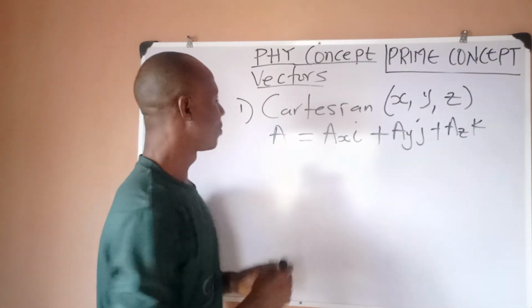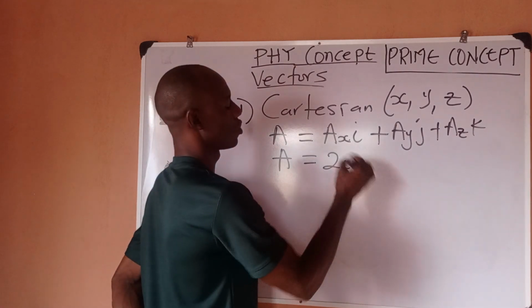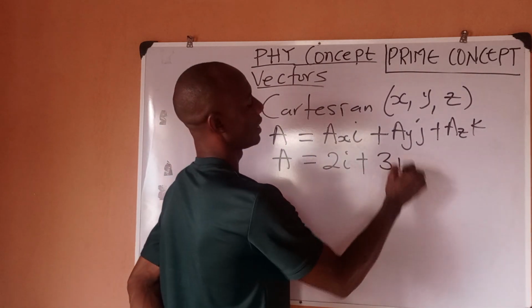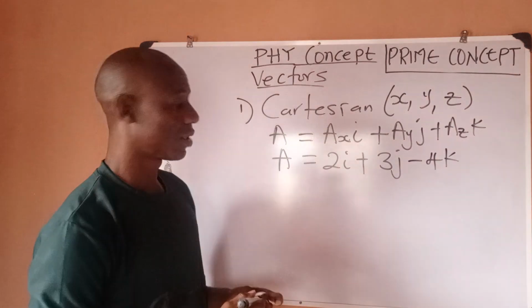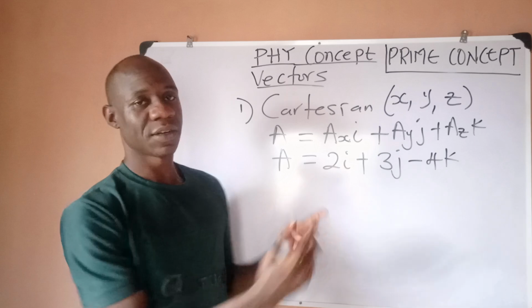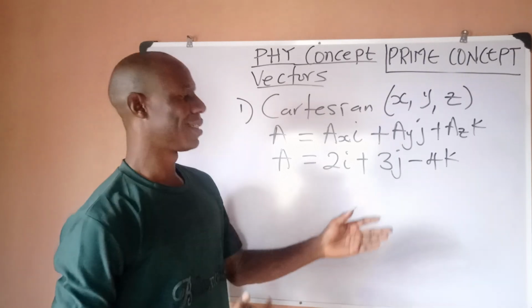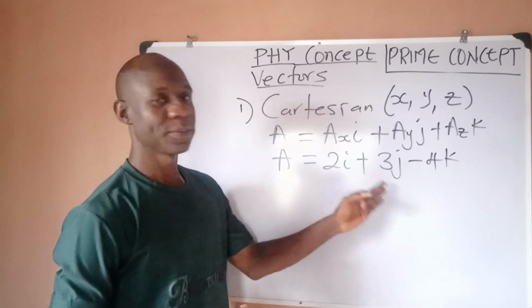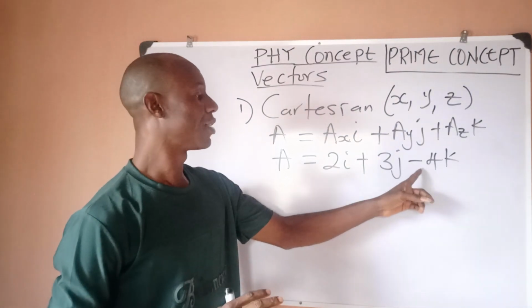Now I'll give a simple example. So we have A equals 2i plus 3j minus 4k. So this is a simple vector in Cartesian coordinates. Where the component of this vector in the x direction is going to be 2, the component in the y direction is going to be 3, and the component in the z direction is going to be minus 4.